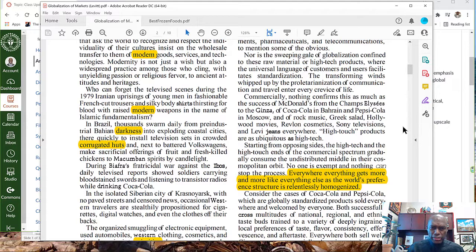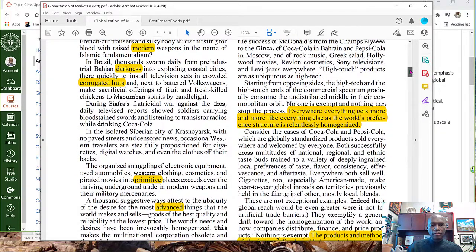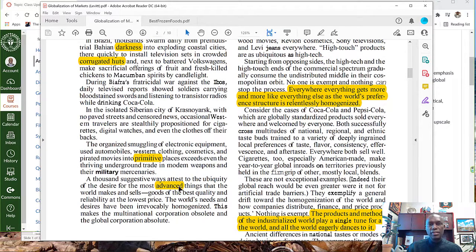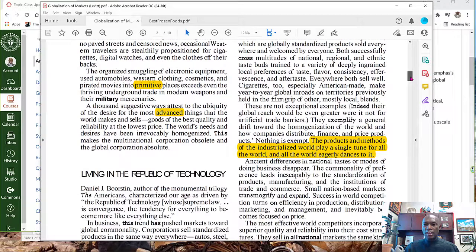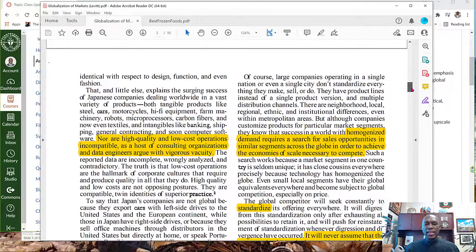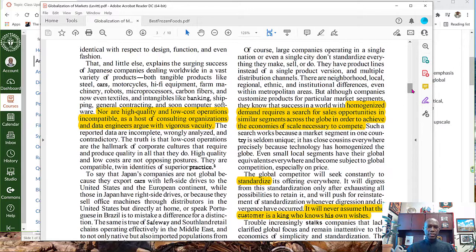And of course, that has changed, as I had mentioned. But as you look at this, he's talking about certain products. He's talking about Biafra's fratricidal war against the Igbos. That was the civil war of Nigeria in the late 60s, where the Igbos tried to secede from Nigeria, tried to break away from Nigeria, and he's using that as a platform by saying the soldiers were listening to the radio while drinking Coca-Cola. He mentions Volkswagen, he mentions French cut trousers here. All of these things are from the Western world. And then again, he mentions primitive here. He mentions advanced in contrast. So again, he's making a lot of statements about these states of being as far as consumer behavior is concerned.